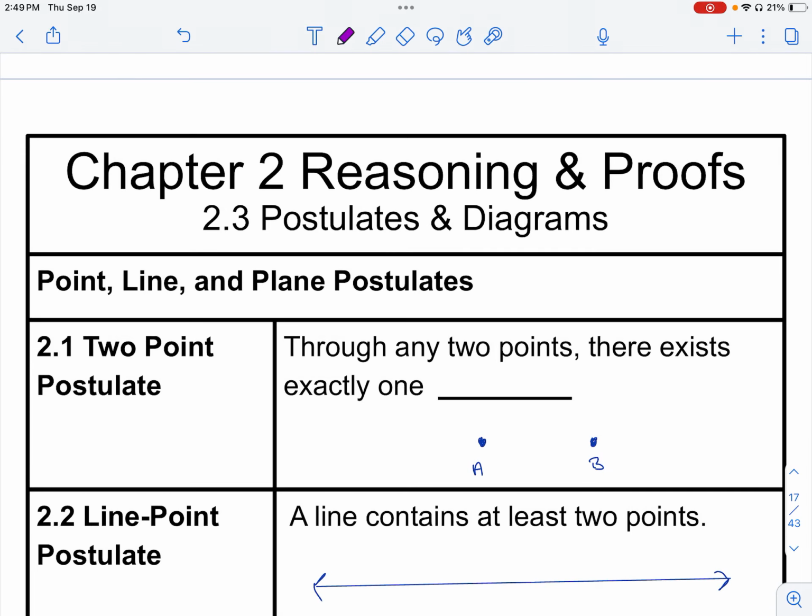All right, today we're going to talk about postulates and the diagrams that go with them. And as we recall, a postulate is a rule that we don't have to prove that everybody already agrees on. So the first one we're going to look at is the 2-point postulate. Through any 2 points, there exists exactly one line. And here we've got point A and point B, and exactly one line connects the 2 points.